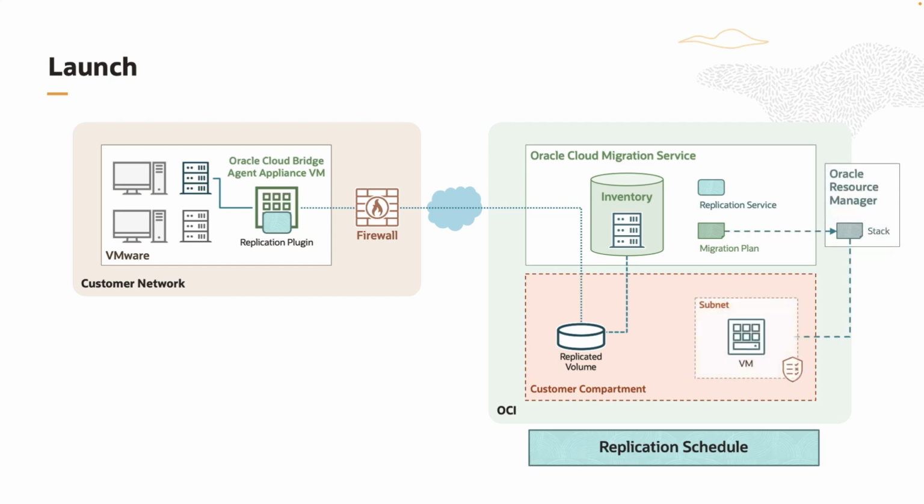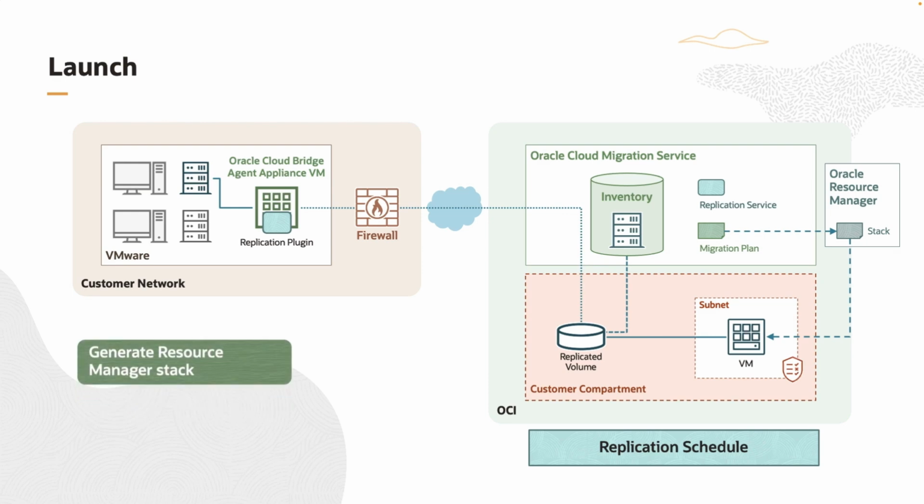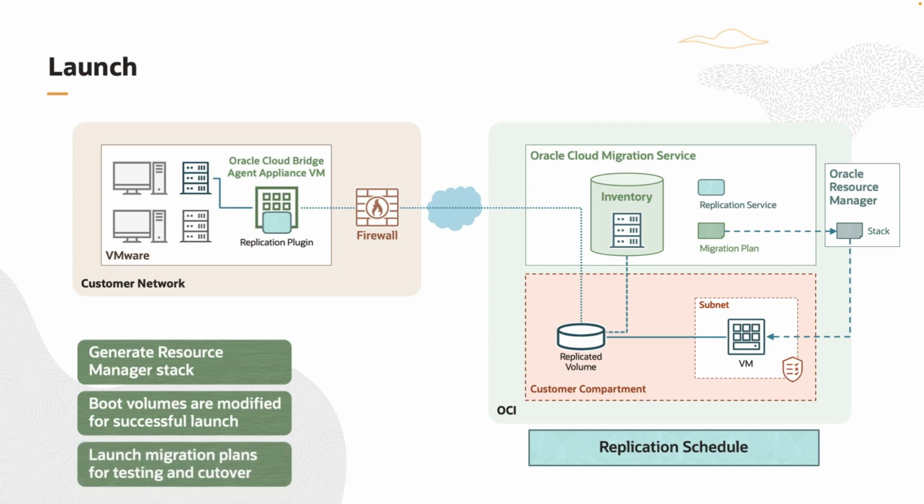A resource manager stack can be generated to launch the target instance from the migrated volumes, and this resource manager stack contains Terraform scripts with all the necessary variables depending on the migration plan. The replicated boot volumes are also modified automatically in order to do a successful launch of the compute instance. As part of launching those instances, you could use the migration plan created in our previous stage for testing purposes, testing the VM migration, and also for the final cutover of the migrated VM.